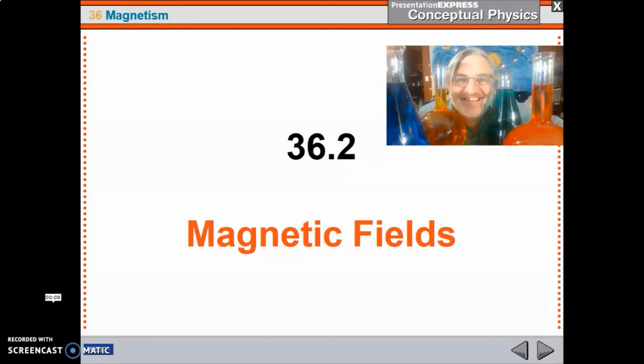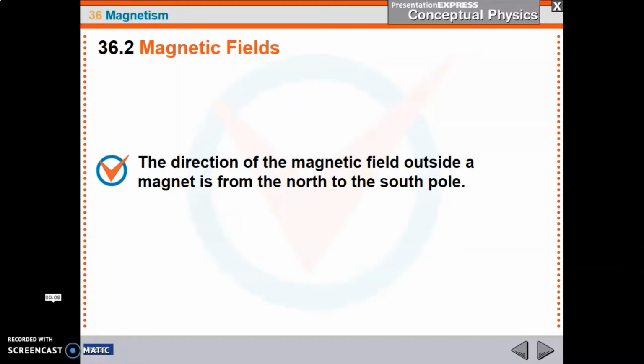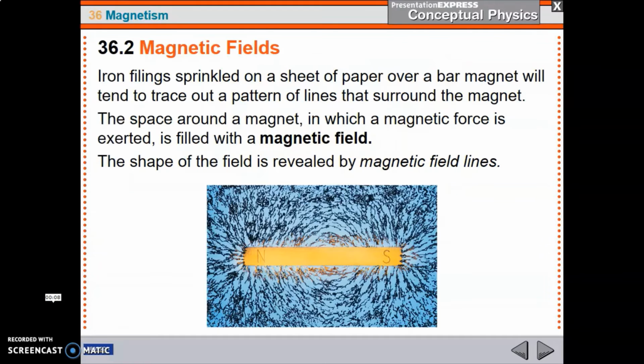Section 36.2, magnetic fields. The direction of the magnetic field outside a magnet is from the north to the south pole. Iron filings sprinkled on a sheet of paper over a bar magnet will tend to trace out a pattern of lines that surround the magnet. The space around a magnet, in which a magnetic force is exerted, is filled with a magnetic field. A magnetic field. Once again, that's a force field, right?